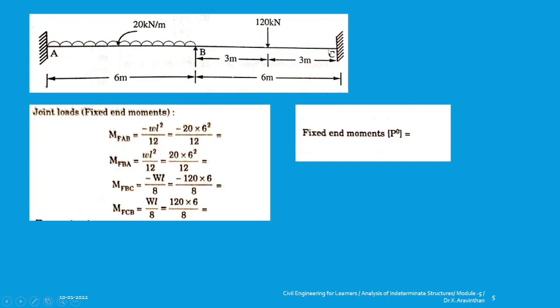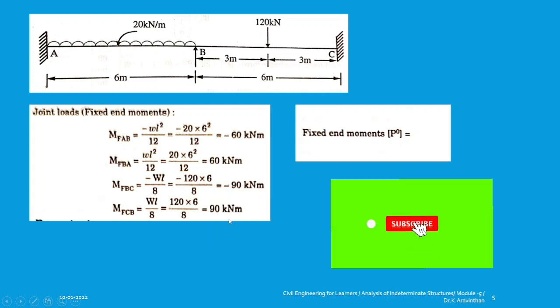and for the span B to C, if you consider it as fixed end, the formula is WL by 8. It will be minus and plus. W is 120 and L is 6. So 120 into 6 by 8. So this is your formula. If you substitute that, you will get the answer as minus 60, and MFBA will be plus 60, BC will be minus 90 and CB will be plus 90. So this will be your fixed end moment answer.